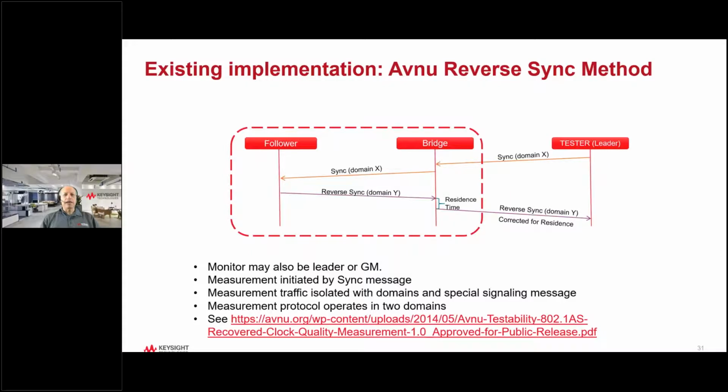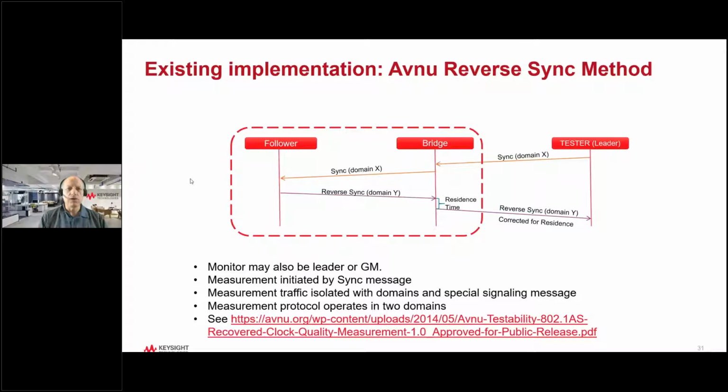So there are a couple of existing implementations I'm going to just look at. One of them is the one that's defined by Avnu, and this was published, I think, about 6 years ago. So it's been up there for a while. And the idea is that the reverse sync is just sent on a different domain. So the forward sync is going on the standard domain, and we send back the reverse sync using a sync message on a different domain.